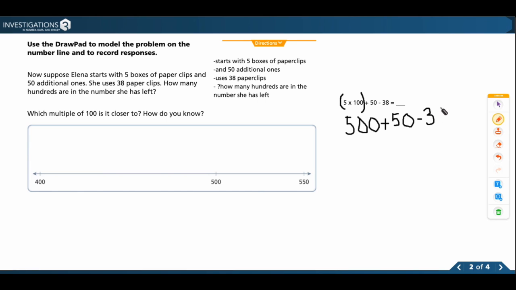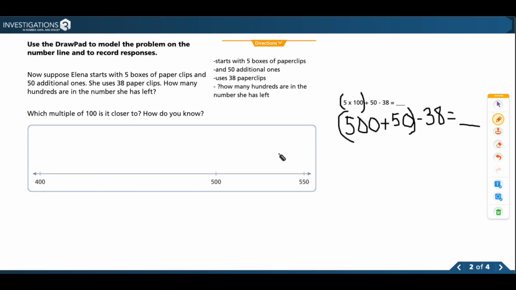38. So I'm going to put parentheses around here. My answer would be the same no matter if I did 500 minus 38 plus 50 or 500 plus 50 minus 38, but I want to keep it in the order of what happens. So first, she had 500 paper clips, and then she got 50 additional ones, and then she took it away. That's why I'm going to do addition first and then subtraction.